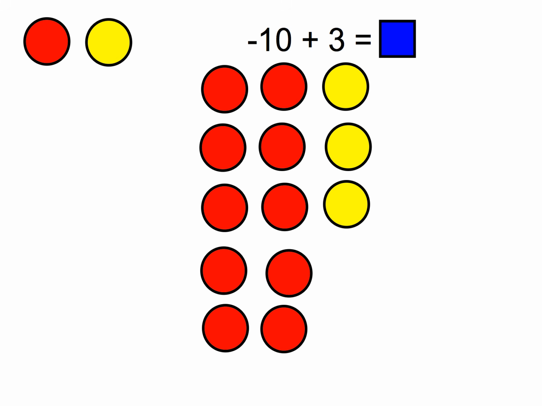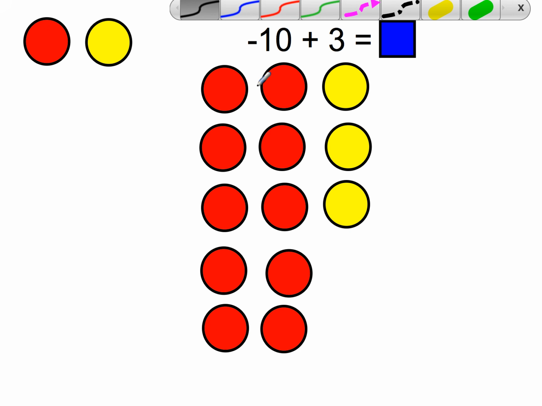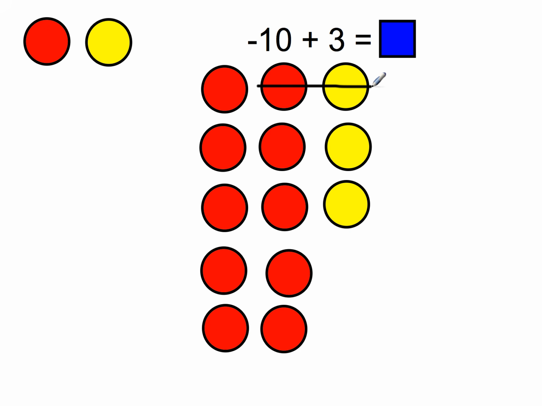Using what we just learned about zero pairs, we know that these two cancel, and these two cancel, and these two cancel. And that leaves us with 1, 2, 3, 4, 5, 6, 7 red counters, or negative 7. Therefore, negative 10 plus 3 is equal to negative 7.